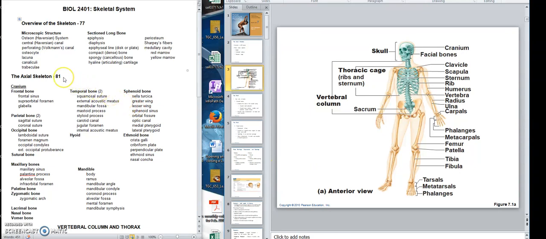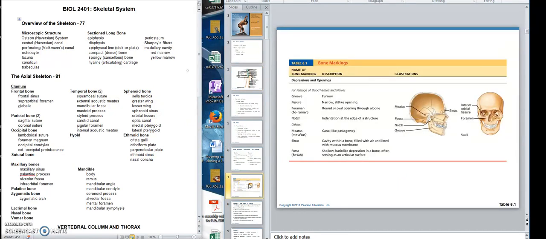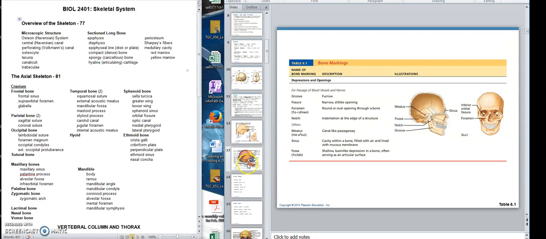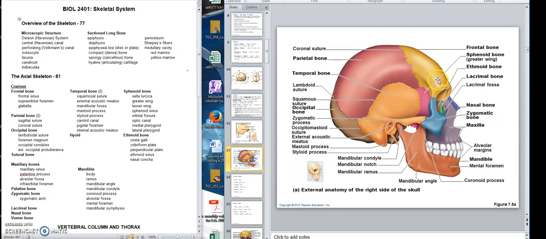So we're starting first with structures of the axial skeleton, and we'll just kind of walk through these here. We start first with the cranium, which has different bones. We'll start first with the frontal bone. Here's a picture of your frontal bone. The frontal bone is in the front. Now we're looking at different parts.